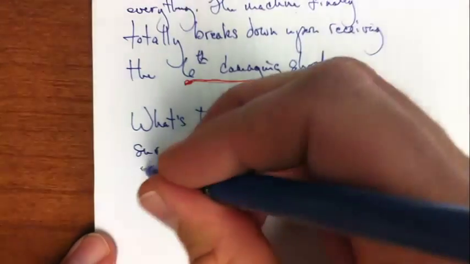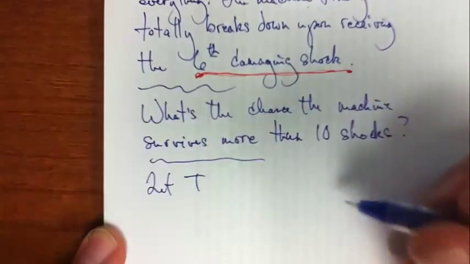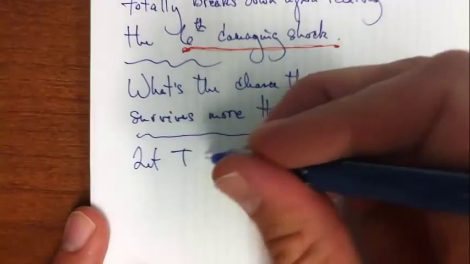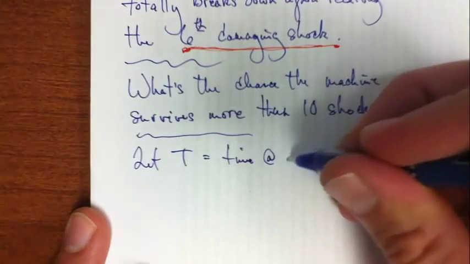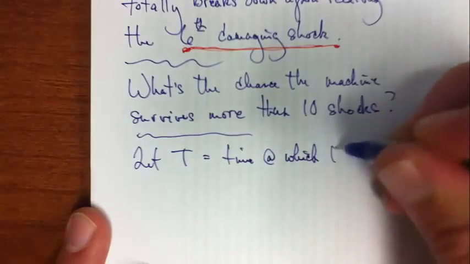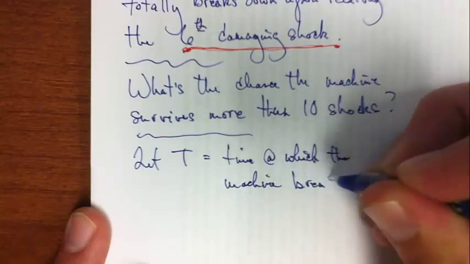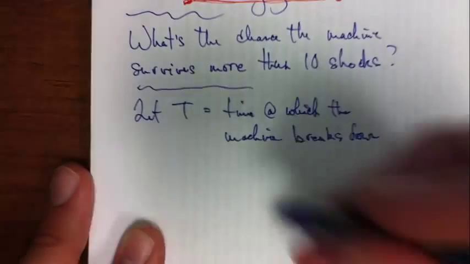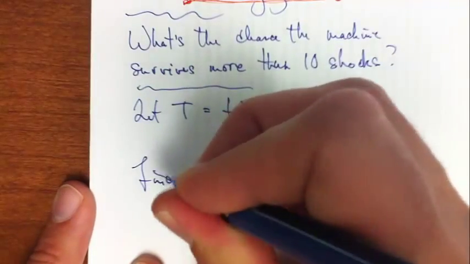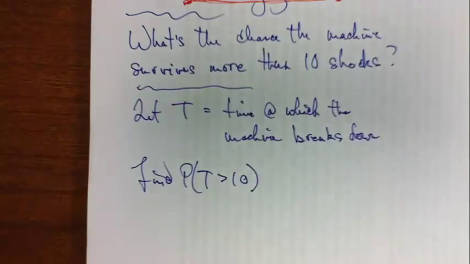Here's one way. First of all, let's let T denote the time at which the machine breaks down. And we want to know the probability that T is greater than 10. That's the chance that the machine survives more than 10 shocks.